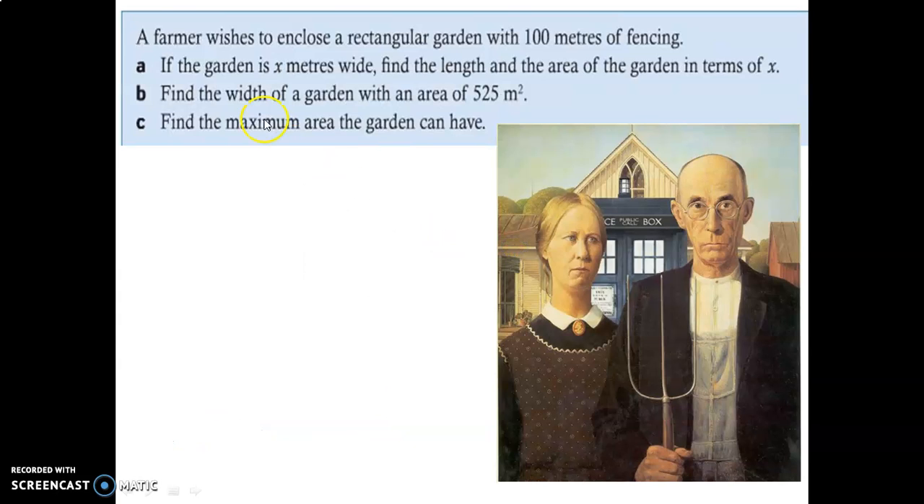So try this one out. We have a farmer who wishes to enclose, that means put a fence around, a rectangular garden with 100 meters of fencing. Same kind of problem. We have a certain amount of fencing. In other words, we have a perimeter. So find the length and the area of the garden in terms of x. Then find the width of the garden if it has an area of 525. And finally, find the maximum. So let's begin with A and B.